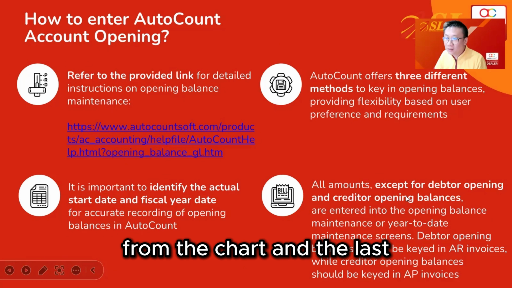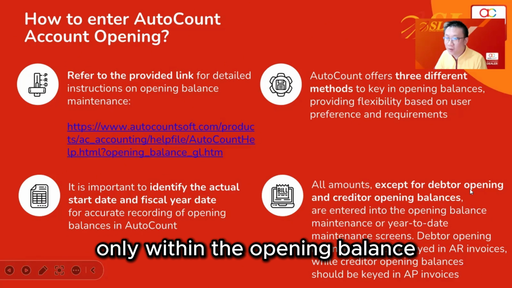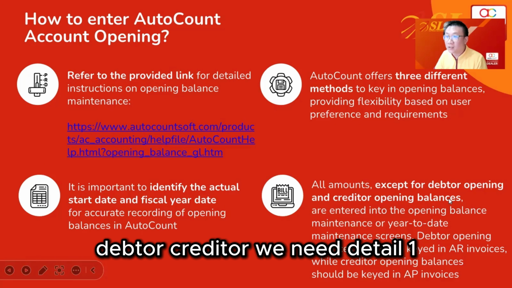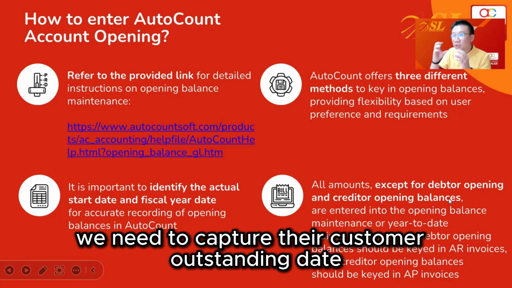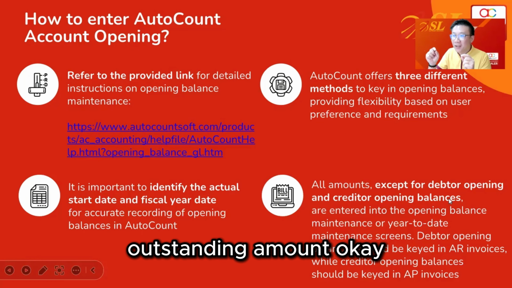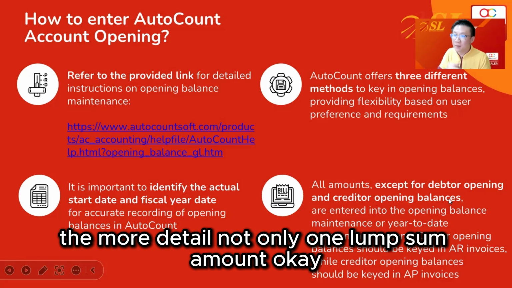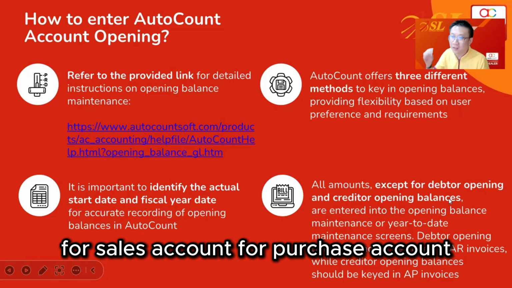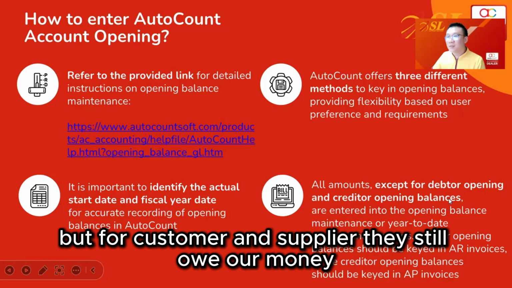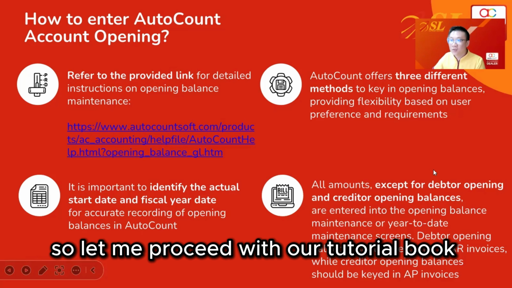And last, only then do we key in the opening balance for debtor and creditor. For debtor and creditor, we need detailed information. We need to capture their customer outstanding date and outstanding amount. The more detailed, not only one lump sum amount. For sales account and purchase account, just a lump sum amount, that's all. But for customers and suppliers who still owe us money, we need the detailed information. So let me proceed with our tutorial book.